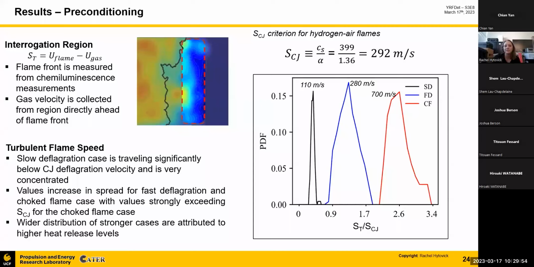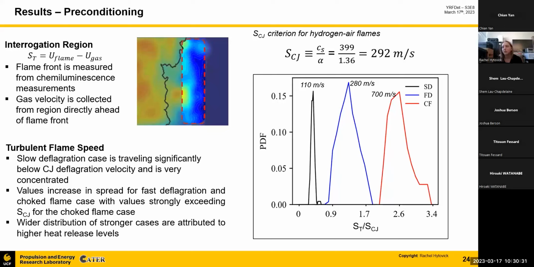And then here, this is lastly just going into the turbulent flame speed. This is a very rough PDF, so we can't make a lot smoother PDFs. But like I said before, the turbulent flame speed is just the speed of the flame minus the speed of the gas. And our flame front is measured from the chemiluminescence measurements to get the most accurate reading of the flame front. And then our gas is collected from a box region directly ahead of the flame front. So the moment that we are not seeing flame, we make a square or rectangular box, and that's where we're getting our gas velocity from.